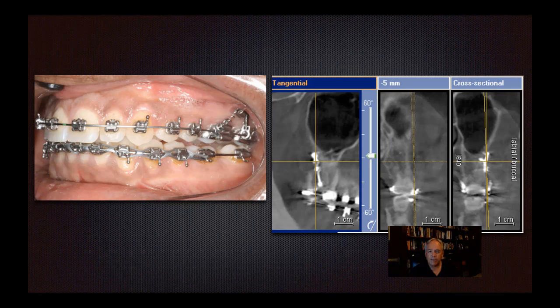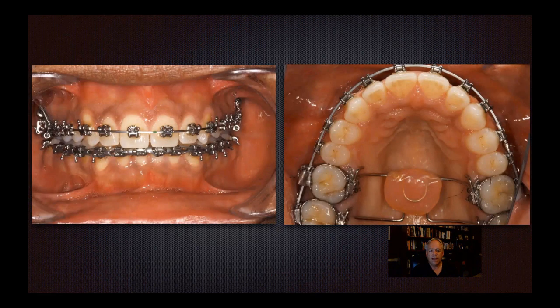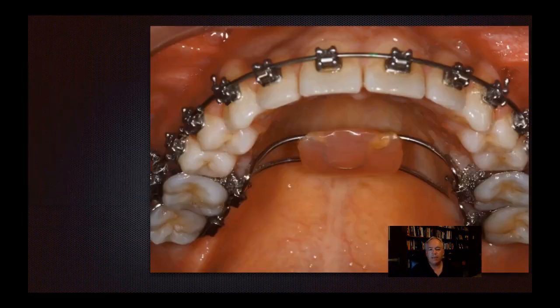This seems to be kind of scary, but honestly, the surgeons put those things in about 15 minutes. It's not a big deal. All right, it took about 4 months for the intrusion to occur, and after that, we held him there probably another 6 months just to make sure that there wasn't any relapse.